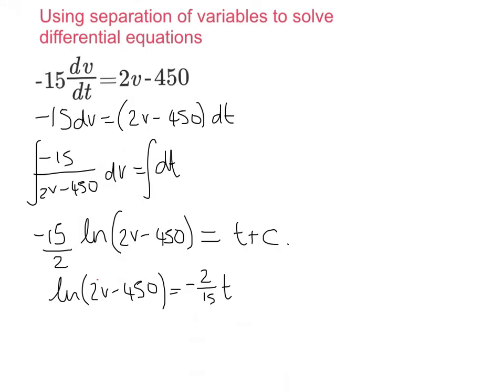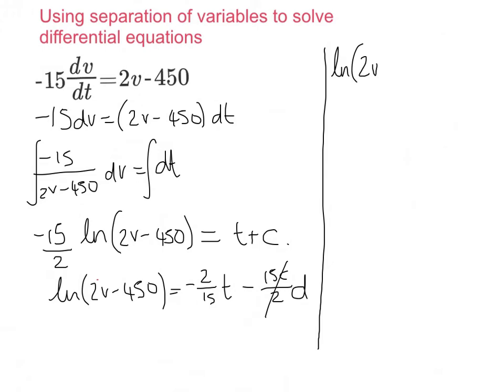See, I could write minus 15c over 2, but 15c over 2 is just a number, isn't it? That's just d, so I'll just call that d. It's just a number. If it's just a number, it can just be written as d or c or whatever. So, ln(2v minus 450) equals minus 2 over 15 t minus d.